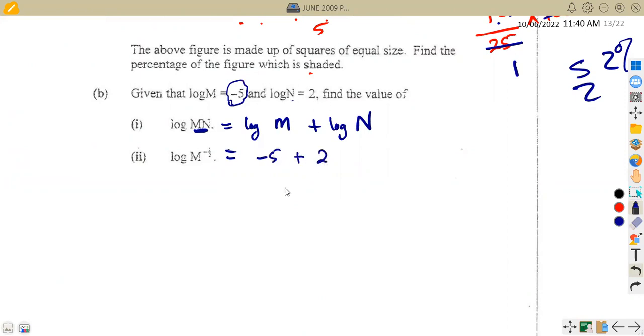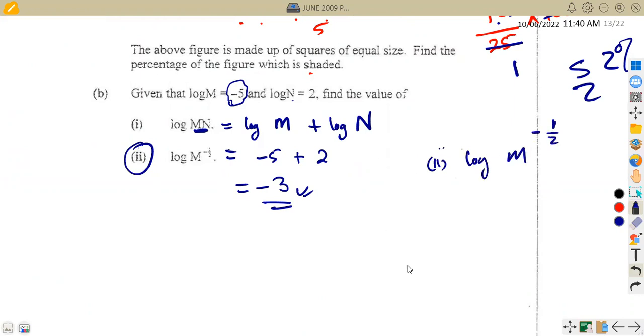Log n is what? Is 2. So it's going to be minus 5 plus 2, which is minus 3. Okay, so that is the value of log mn, which is minus 3. Okay, item 2, that's log m to the exponent of negative half, like that.